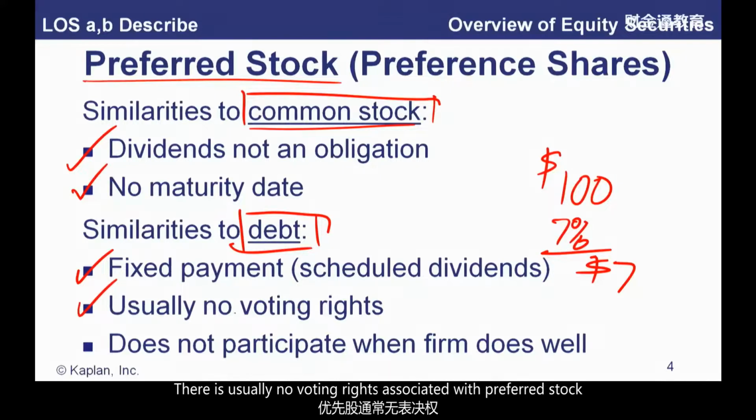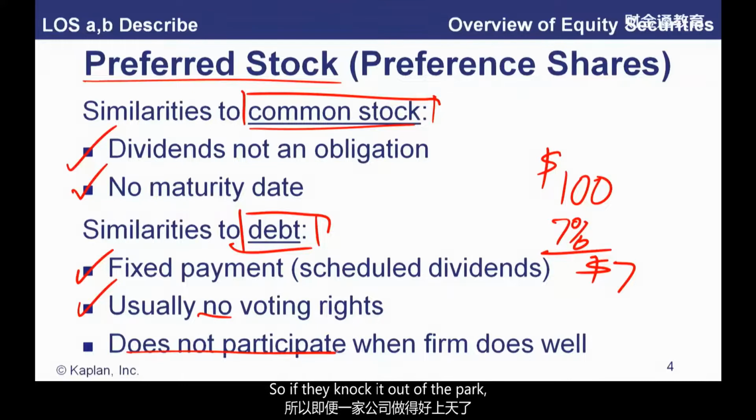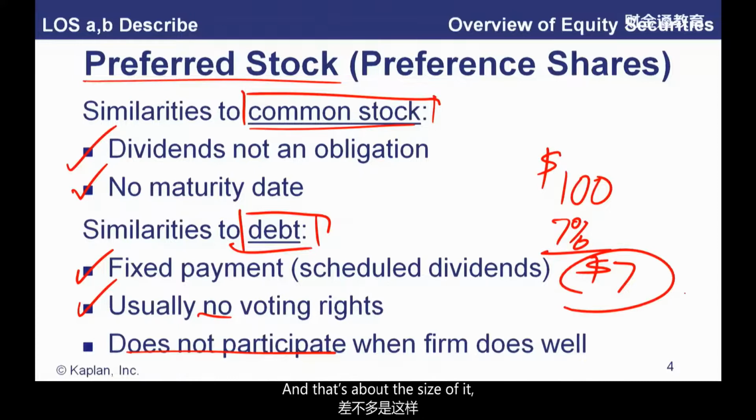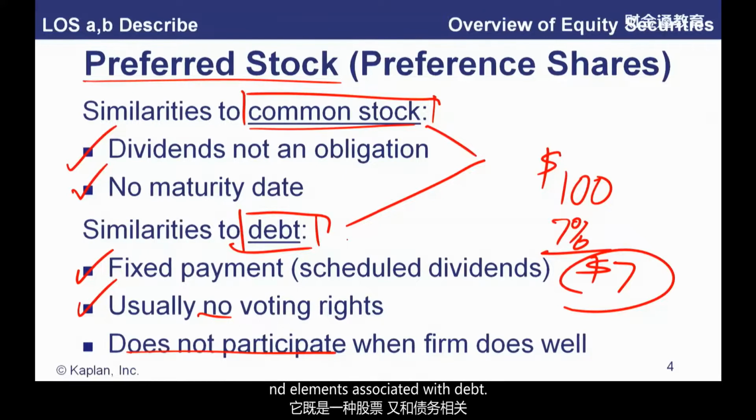There's usually no voting rights associated with preferred stock, and the preferred stockholders usually do not participate if the firm does really well. So if they knock it out of the park and build a better mousetrap, then the preferred shareholders are still going to get their $7 a year, and that's about the size of it. So preferred stock, part of the equity section, but we call this a hybrid security, has elements of equity in terms of how we would view it for valuation purposes, and elements associated with debt.